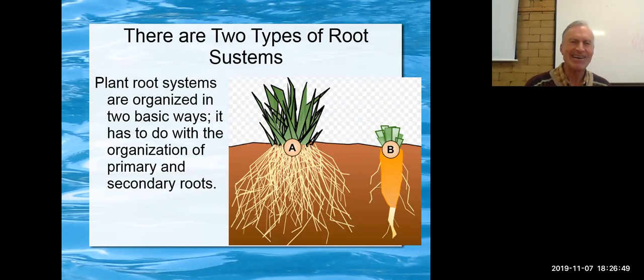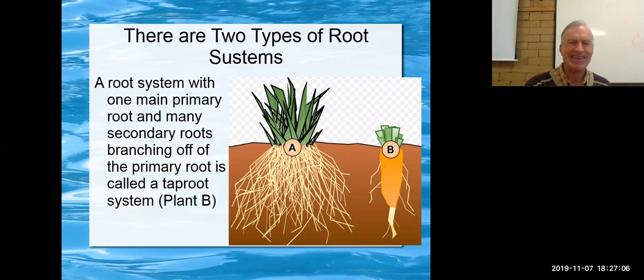All right, now, there are two types of root systems. The root system's organized in two basic ways. It has to do with the organization of primary and secondary roots. So here's two types of root systems. A root system with one primary root and many secondary roots branching off of the primary root is called a taproot system. So the main root is a taproot. So that's plant B, the one on the right.